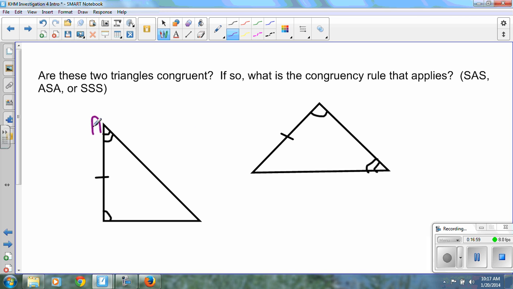All right, we have an angle, we have a side, and we have an angle. Okay, we have an angle, a side, an angle, and an angle. So let's compare the two. In triangle 1, we have two angles and one side. In triangle 2, we have two angles and one side. So are these two congruent?